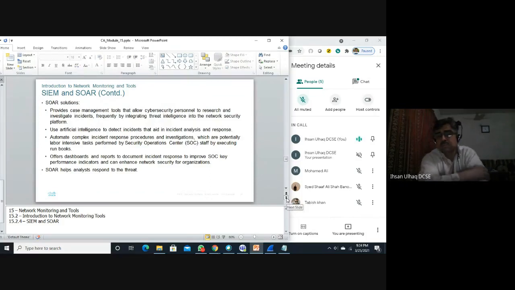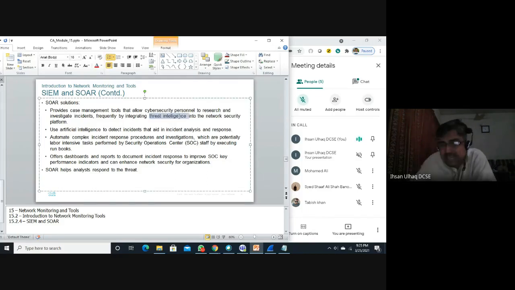So SOAR solutions provide a case management tool, which means this is a tool that allows cybersecurity professionals to research and investigate incidents. When an incident occurs, SIEM also gives you the same choice: you investigate what happened, where it happened, what is the consequence of this attack, and who did it. Frequently, it automates this by integrating with live threat intelligence systems.